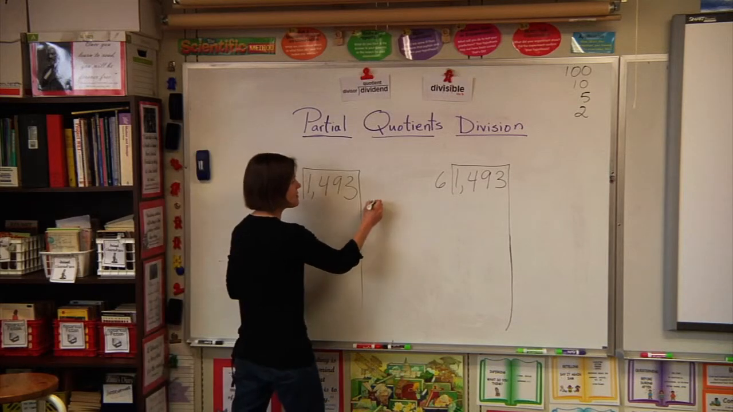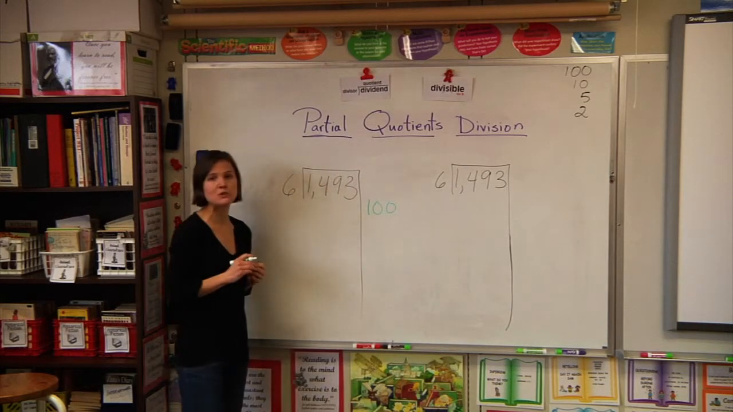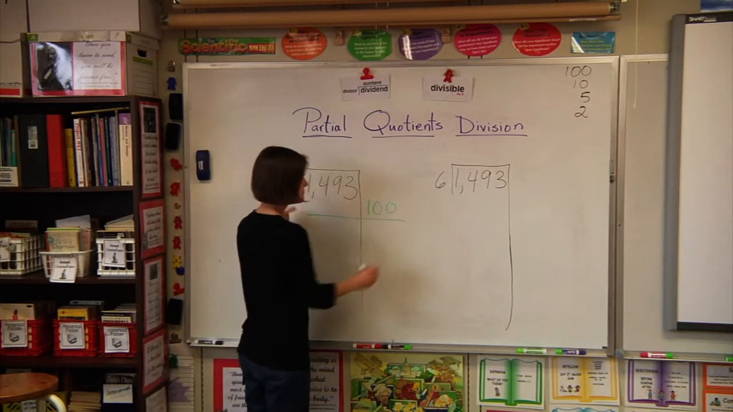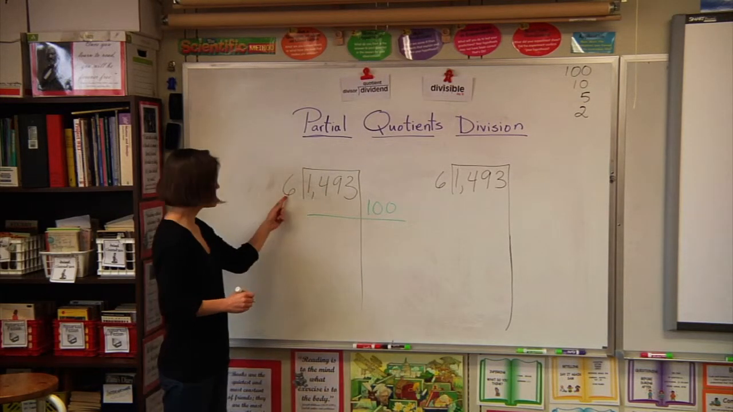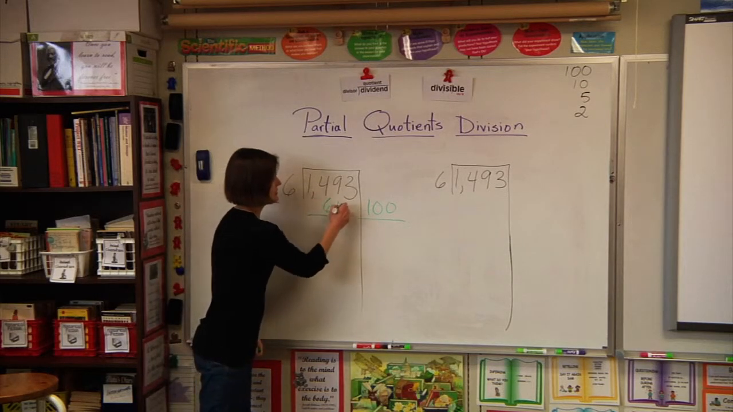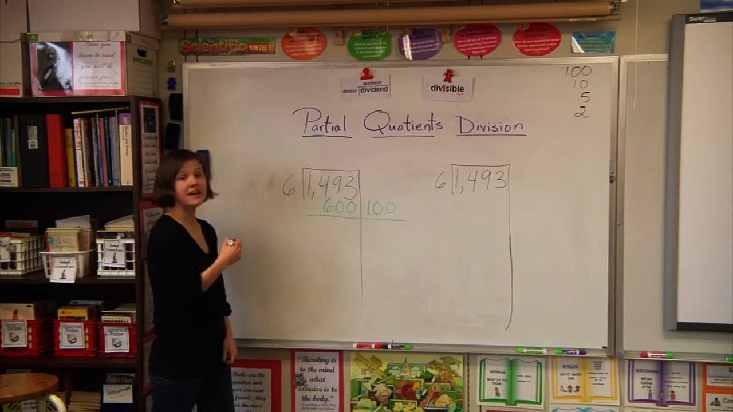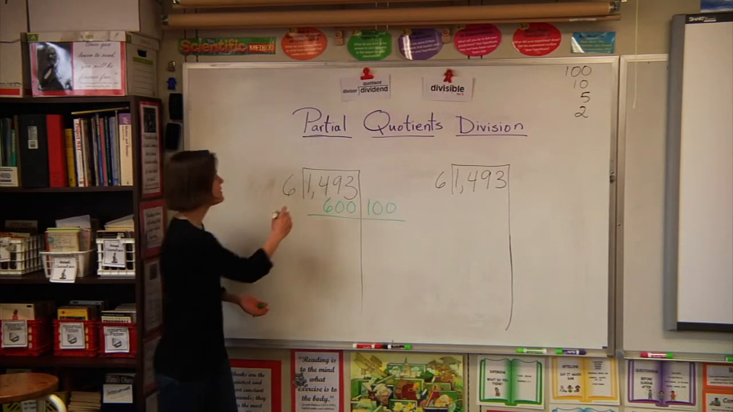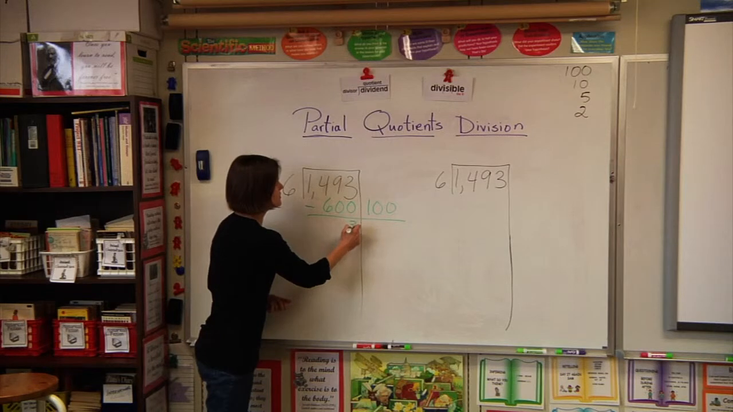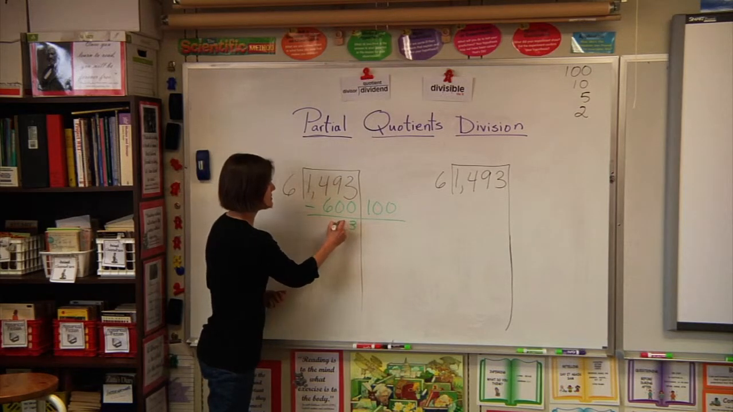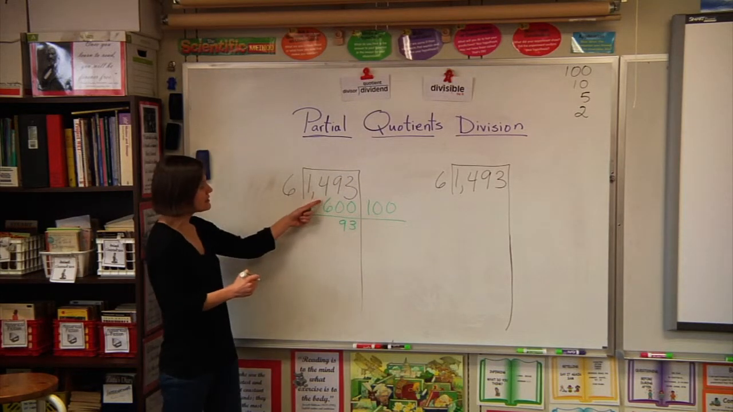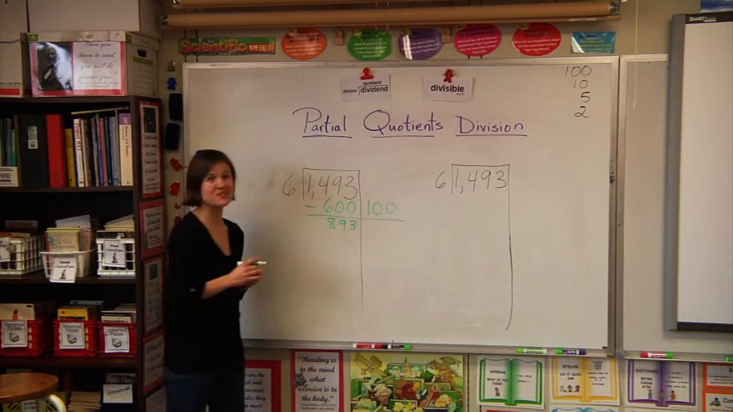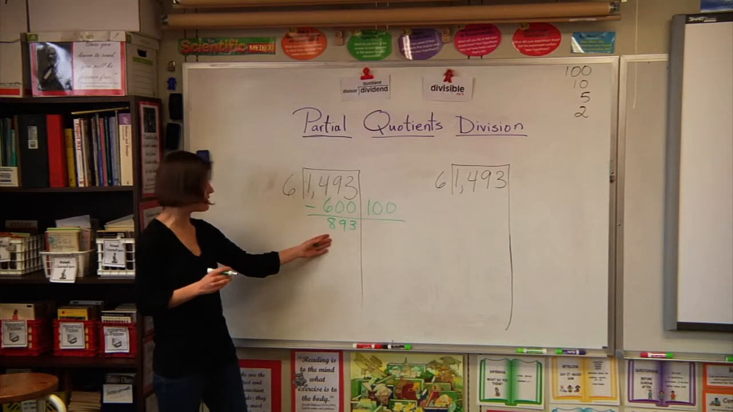If I hand out 100 M&Ms to each of those 6 people, how many total have I handed out? 100 times 6 is 600. Then I have to figure out how many M&Ms I have left over so I can start handing those out as well. Well, 3 minus 0 is 3, 9 minus 0 is 9, and 14 minus 6, that's going to give us 8. Wow, I still have 893 M&Ms to give out.